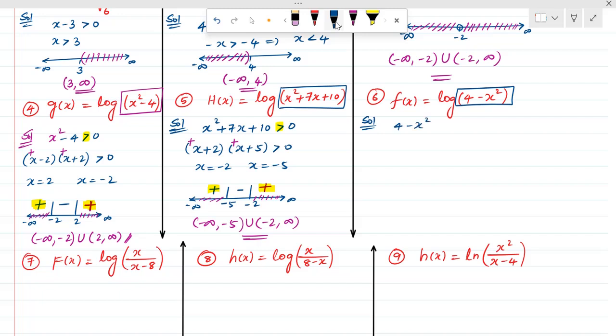4 minus x square more than 0. Therefore, you will get x minus 2, x plus 2. As usual, the factoring. What is the critical value? Here x is equal to 2, x is equal to minus 2.